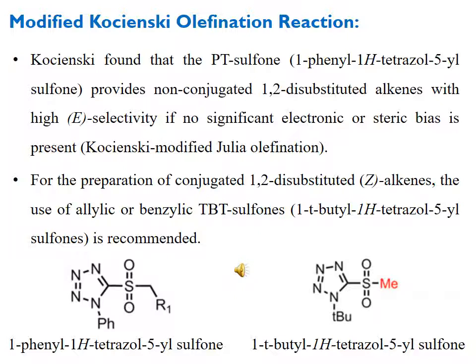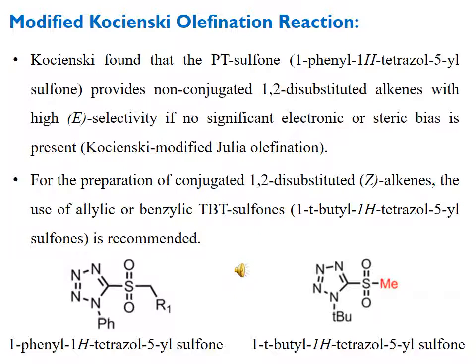Here are the structures given for 1-phenyl-1H-tetrazol-5-yl sulfone and 1-tertiary-butyl-1H-tetrazol-5-yl sulfone. The nomenclature of this compound can be discussed for your information. This ring is 5-membered. Four members are nitrogen and the fifth is carbon. So this is a 5-membered ring in which 4 nitrogens are present. If you number this ring only, then the number 1 is given to the heteroatom. In a heterocyclic compound, the number 1 position is given to the heteroatom, and here more than one heteroatom is present.